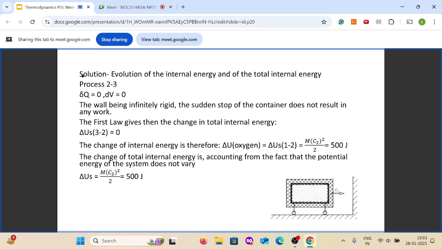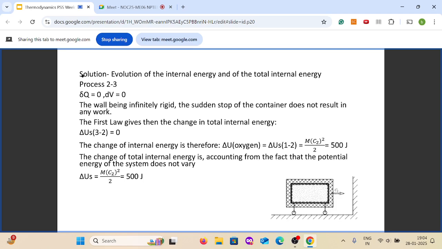Next is process 2-3, where you are crashing onto the wall and coming to a stop. Here too, since this is insulated, Q is 0, so there is no heat transfer. Since this is rigid, even though it bends and crashes, there is no change in volume, so there is no work done on the vessel. Your work done is also 0. So the internal energy change of the system, delta U, is 0, because Q is 0 and W is 0.